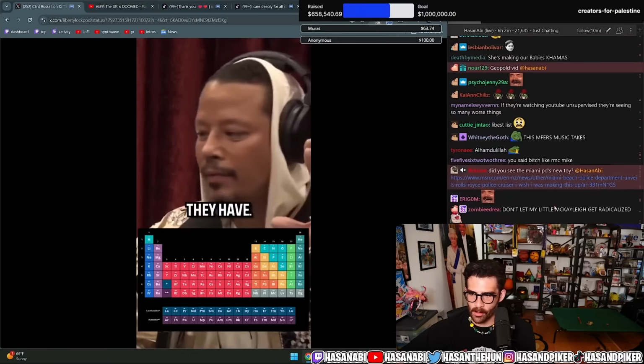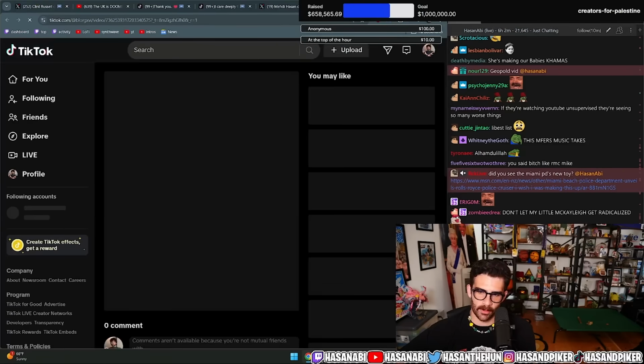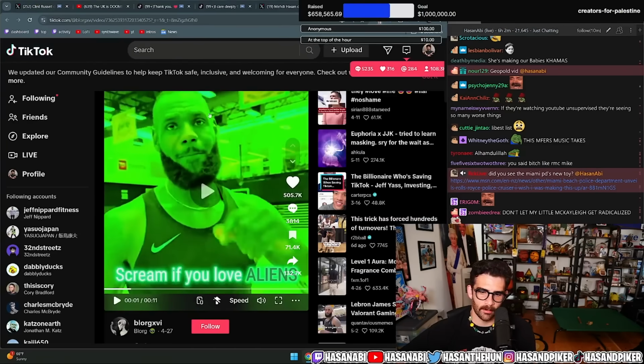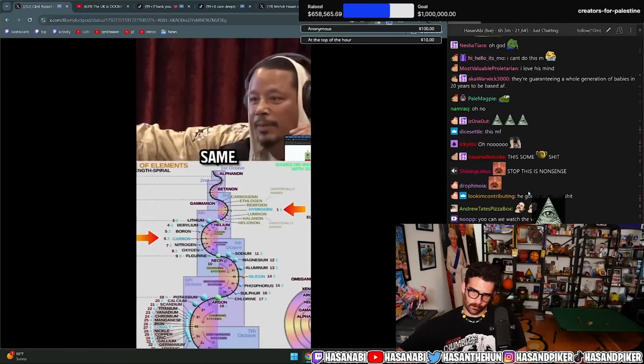Are you gonna address this? The periodic table they have now looks like a box. They don't show that hydrogen has the same tone as carbon. What do you mean by tone? Same tone, same key of E.